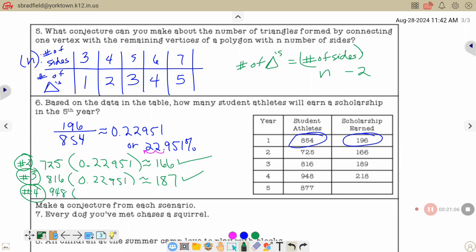948, we're going to multiply by the same thing, right? We're applying that same percent to it. What do we get for that one, if we round to the nearest whole number? 218? Oh my goodness, it's the same, isn't it? So what do you think? Does that seem to be a valid way to figure out what the number would be? It feels pretty good, doesn't it? So let's apply it to 877, do the same thing, and see what that equals.